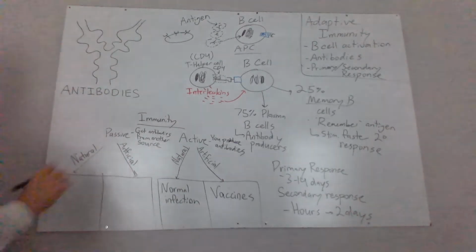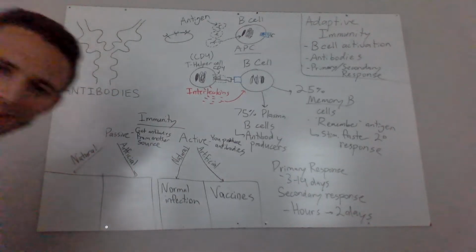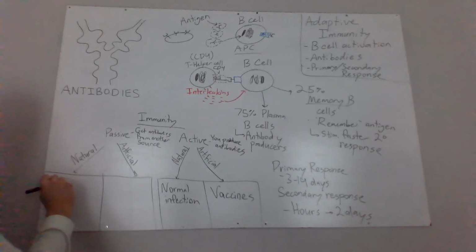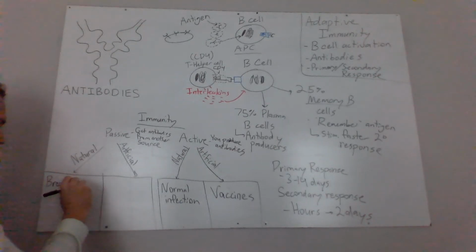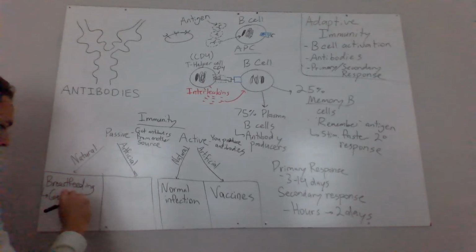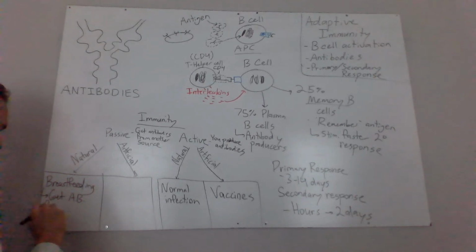Kind of cool. And I would consider that to be a pretty natural process, right? Breastfeeding for an infant. So breastfeeding, and you get antibodies from mom. So I'll say get ABs from your mom.